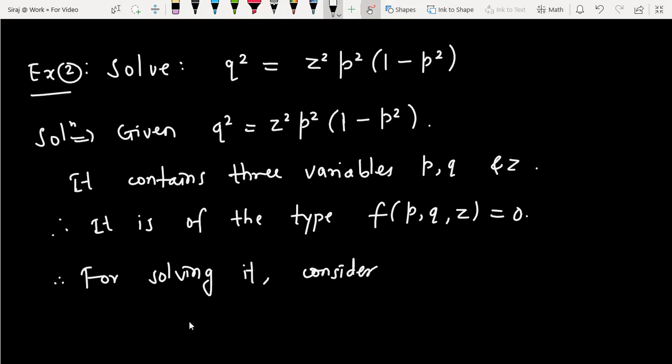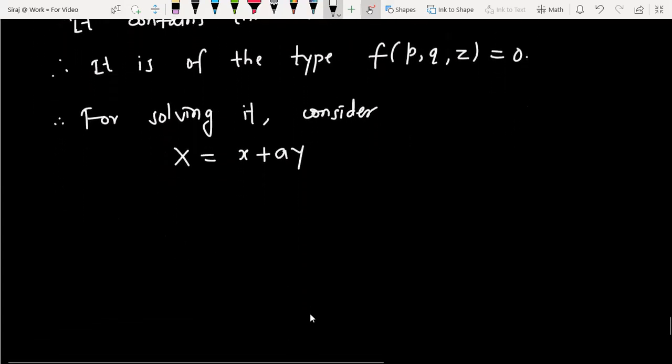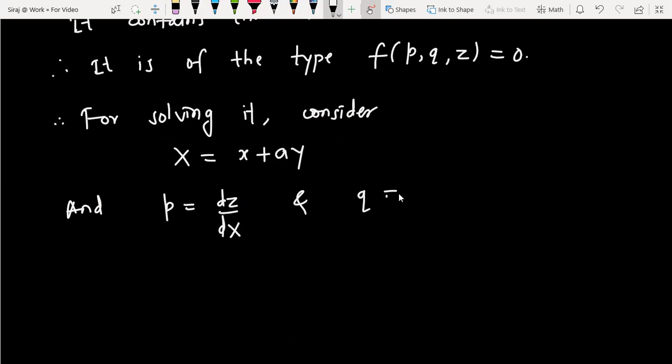capital X equal to small x plus a. So we are considering here capital X equal to small x plus a. Now, whenever we are going to change the variables, we have to change their derivatives also. So derivatives, small p, it will be dz by d capital X, and small q, it will be a into dz by d capital X. So apply this substitution to the given equation.